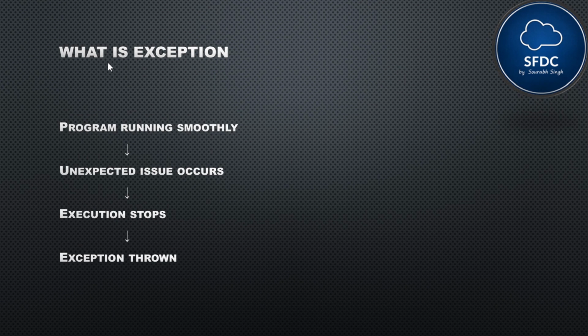First, what is an exception? Here, you can see this is a flow-based explanation. It means that when everything is running smoothly and suddenly an issue occurs, the execution stops and an exception is thrown. So, what does this mean? Let's understand with a real life example.